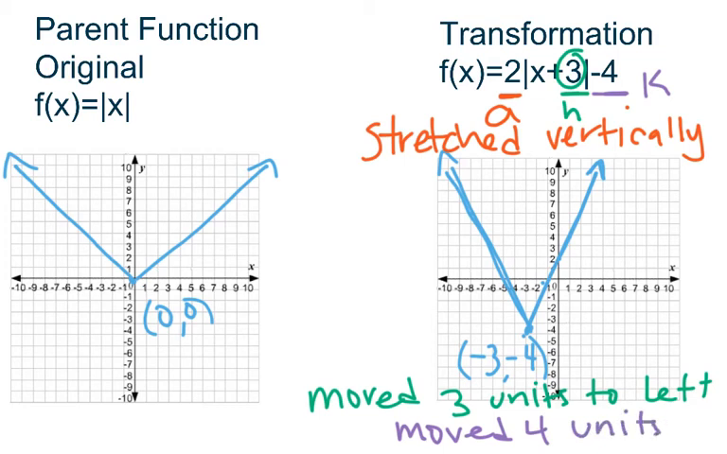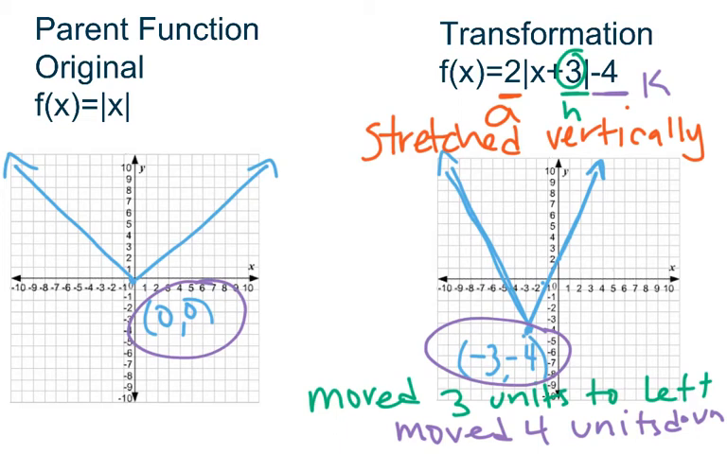So this means it moved down 4 units. Oh, I didn't put the word down. It moved 4 units down. And that even makes sense if you look at our vertex. It went from 0, 0 to -3, -4. It moved 3 units to the left, 4 down. It also got skinnier, so it was stretched vertically. So that's how you describe a transformation.